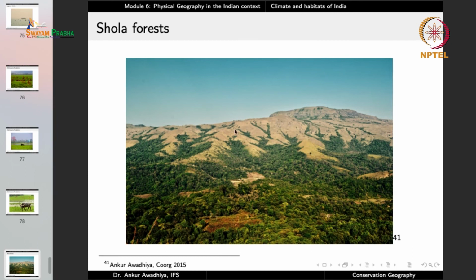This is an image from Coorg, and this is one of the most specialized habitats that we have. This is something that is not found anywhere else in the world. And the kind of plants that this area supports is also very unique.